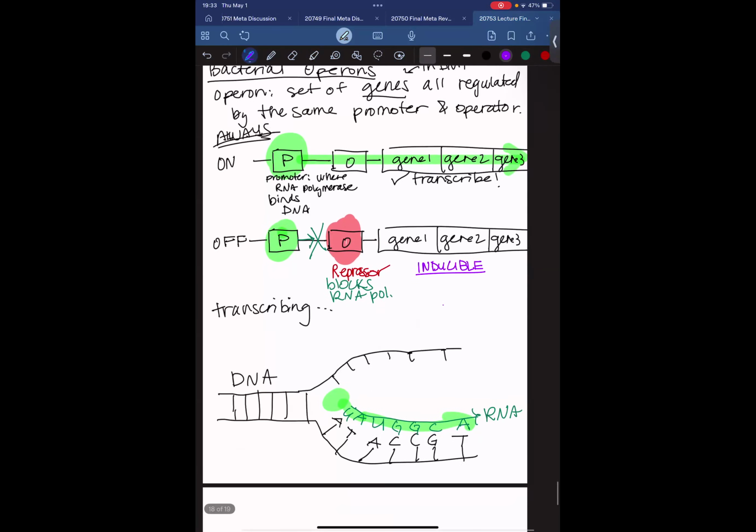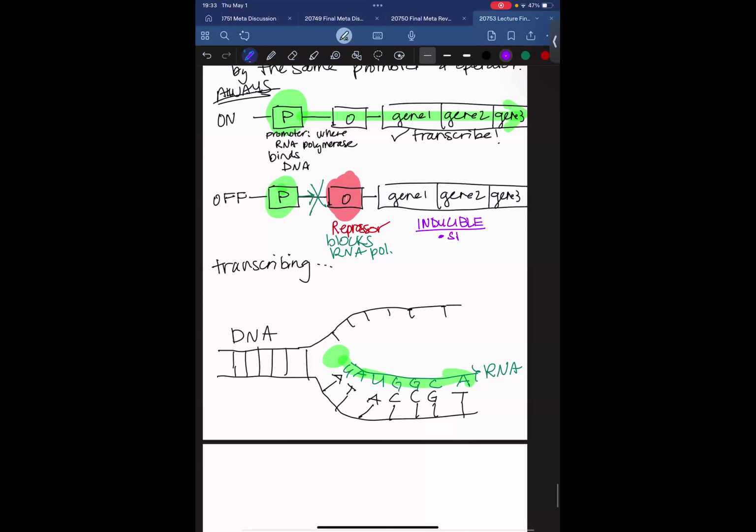All right, so inducible operons, they will start off. So inducible starts here. We have the repressor on there. Once we have a molecule come in, which we call the inducer, which might be lactose, which we talked about in the lac operon, the repressor.